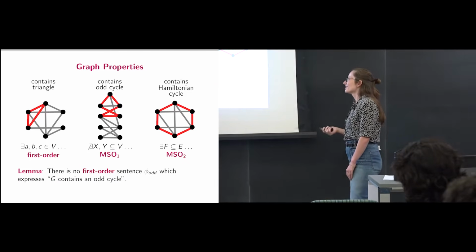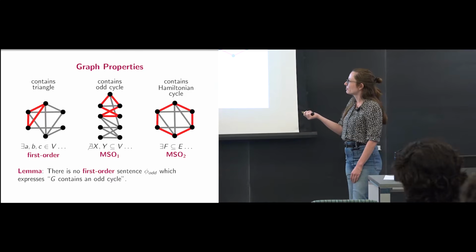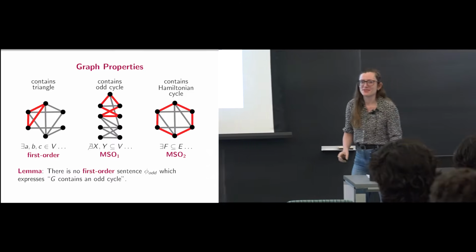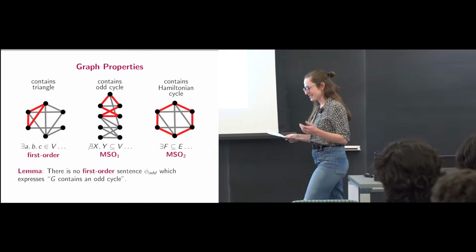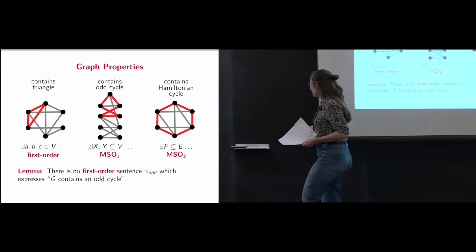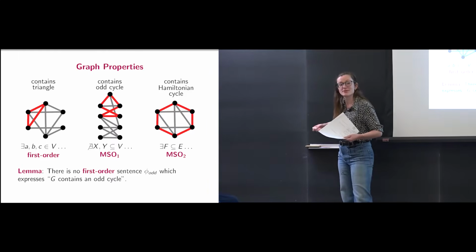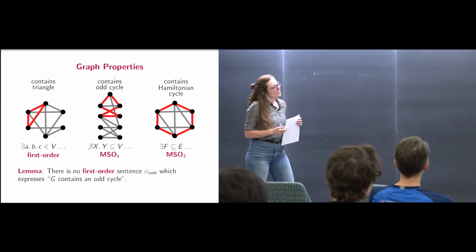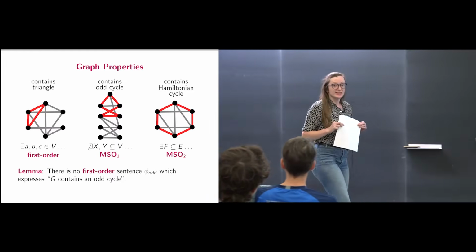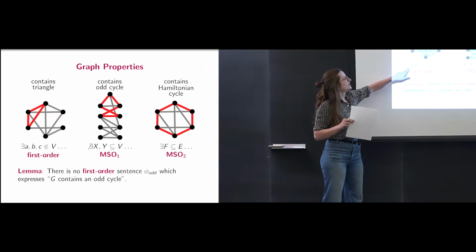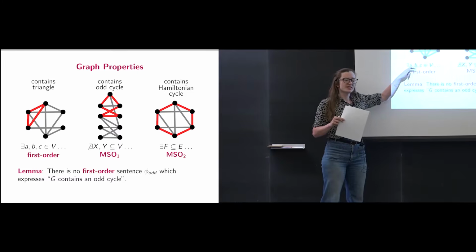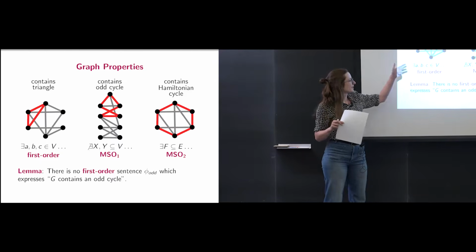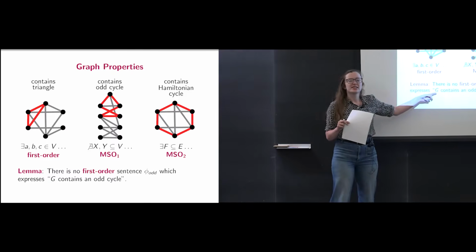And likewise, there's no first order sentence which expresses the property that G contains an odd cycle. And I want to give a proof for this, which is really fun. This is like a stereotypical logical proof, and I think it's really different from a lot of the things that we're used to. So I think it's a nice example to give. I'm going to show that there's no first order sentence, that is, no sentence that uses just quantification over individual vertices, logical connectives, and talking about vertices being adjacent or equal, that expresses the property G contains an odd cycle.